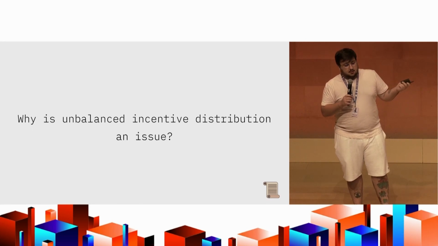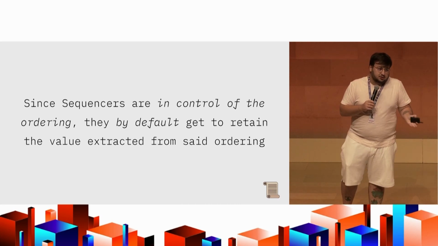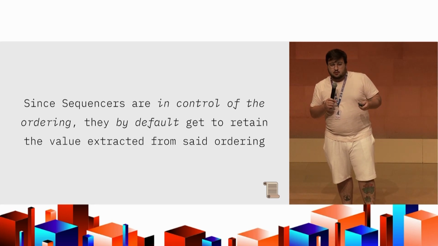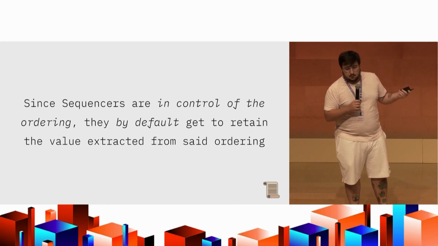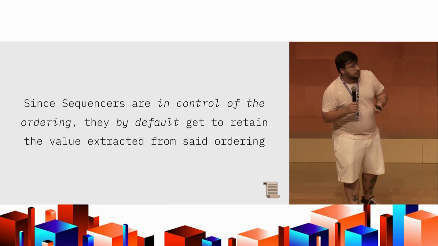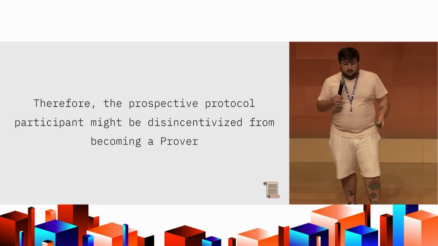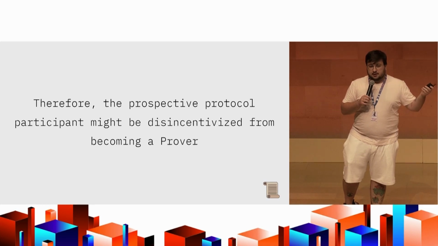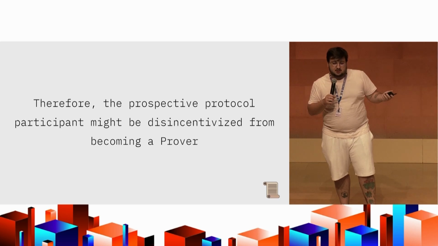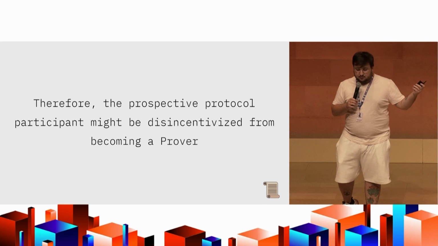So why is unbalanced incentive distribution an issue? Since sequencers in the protocol are in charge of the ordering, they get to keep all the MEV profits. And it's likely that in rollups, the MEV profits are going to be a large share of the total protocol revenue. If that's the case, then what's the incentive for protocol participants to become a prover? Because if all the profits are collected by the sequencer, then I would rather become a sequencer. But in the case of ZK rollups, we actually need provers. Sequencers, we need a few, but we don't need that many. And so we need to incentivize provers.